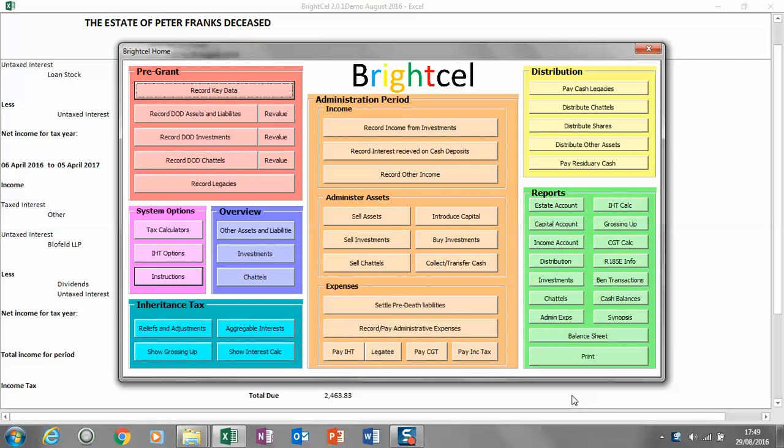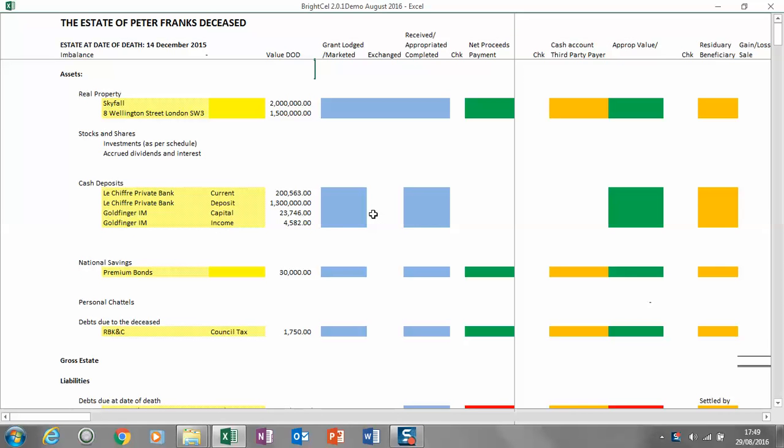Now let's sell some assets. We're in the Administer Assets section, and we're going to sell assets, and assets here is shorthand for everything other than investments and chattels, which have their own sections, as we know. So sell assets.